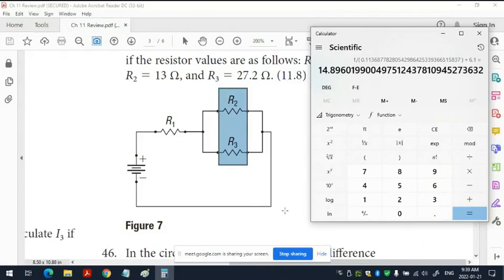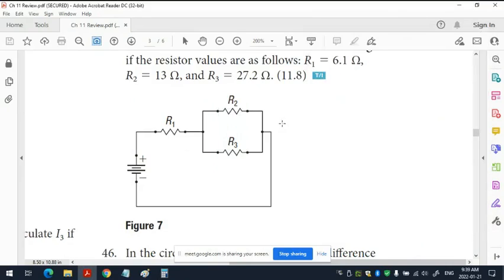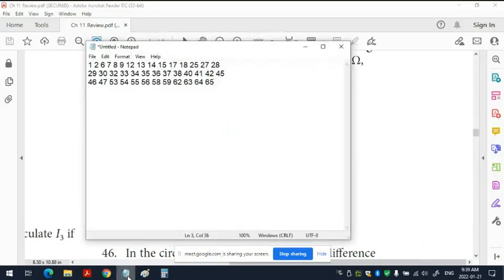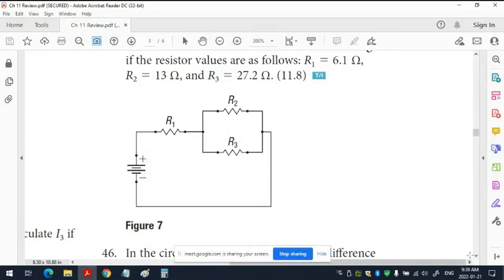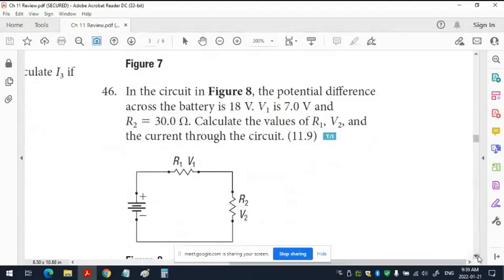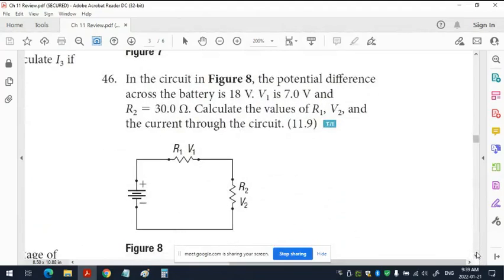Okay, that's it. All right. Okay. 46. Okay, this is yours. Go.